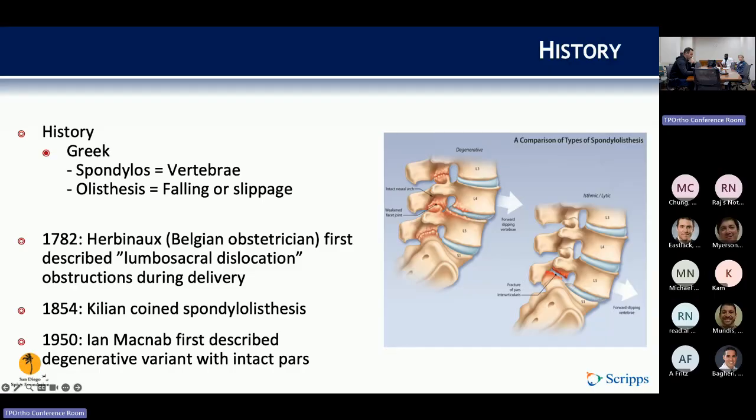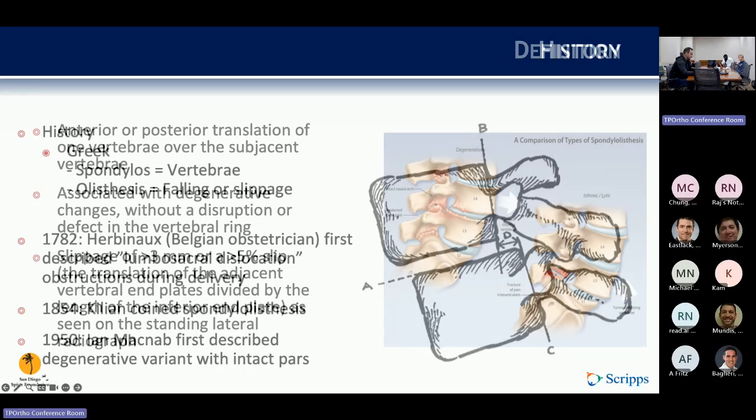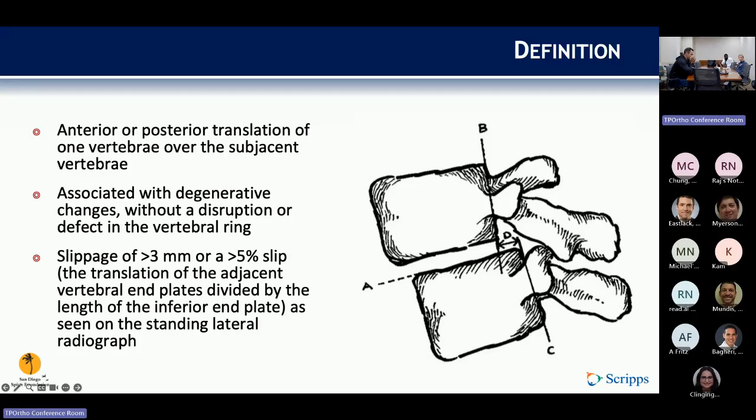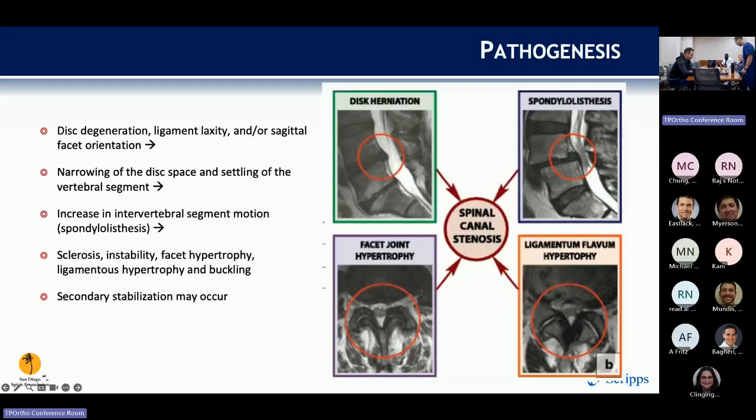It wasn't until 1950 that Dr. McNabb described the spondylolisthesis with an intact pars, which now is the degenerative subtype. So some definitions, specifically the definition is anterior or posterior translation of one vertebra over the subadjacent vertebra. It's associated with degenerative changes without a disruption or defect in the vertebral ring, or pars. Historically, it has been defined as a slippage greater than 3 millimeters or a greater than 5% slip, as seen best on the lateral radiograph.